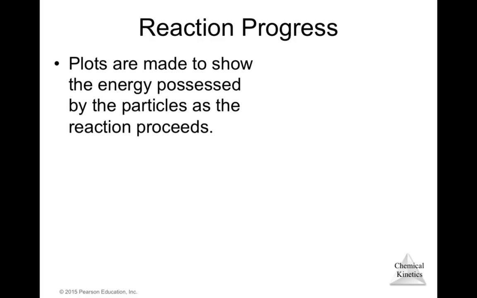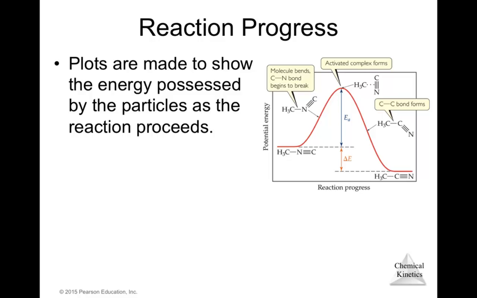In reaction progress, we have plots made to show the energy possessed by the particles as a reaction proceeds. So here we have reaction progress. The x-axis is the time, and the y-axis is potential energy. So here, energy versus time. Here we have our reactant, in this case methyl isonitrile, and as time progresses, this molecule gains energy and reaches the top, the highest point of this reaction.